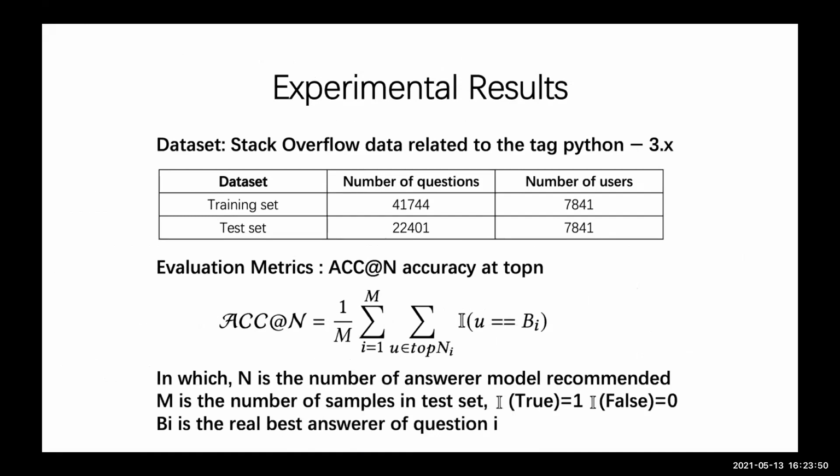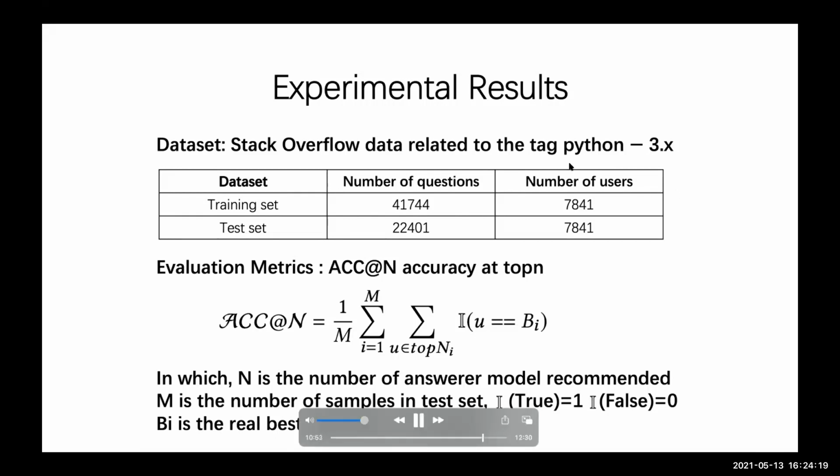Finally, we use pattern-related questions in Stack Overflow as our experiment data. The information for our dataset is in the table. For an example question in the training set or test set, the true label is the ID of the user who provided the accepted answer for it. And we use accuracy@n as our evaluation metric.